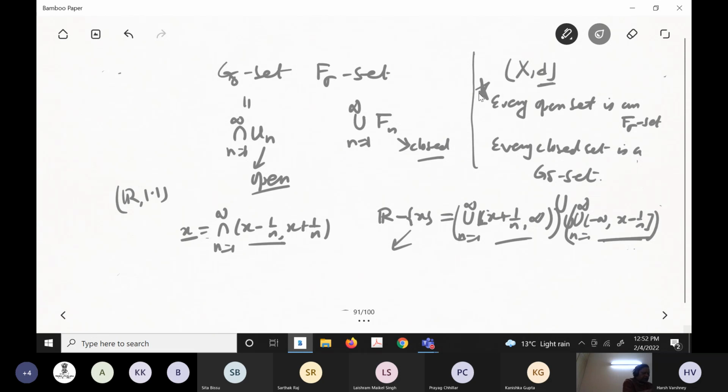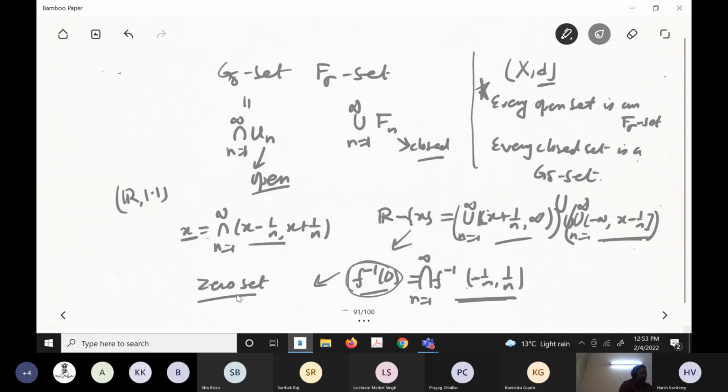How to prove it? Look, if you have a continuous function f, take the inverse image of 0. If you have a continuous function, each of them is open, so it will be a G delta set. And if it is closed, it is closed since you have a continuous function. So such a set will be G delta. In topology it is called a zero set. Every zero set is a G delta set. What I am talking about is that in a metric space, every closed set is a G delta set.